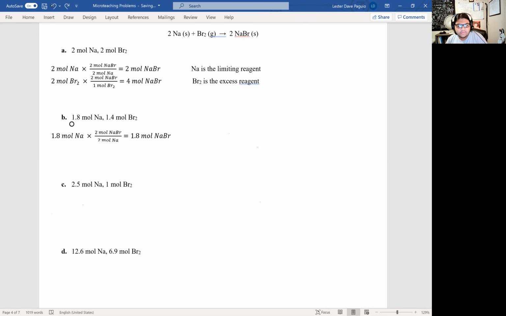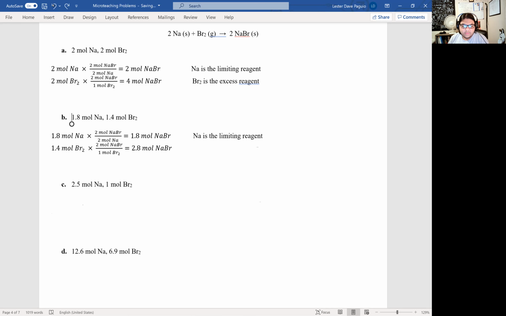Now for the next initial amount, which is 1.4 moles of bromine, we would still use the same ratio as the first one. So now we would have 2 moles of sodium bromide for every 1 mole of bromine. And the result is 2.8 moles of sodium bromide. So now again, the limiting reagent is sodium because we use all of the sodium, and the excess reagent is the bromine.